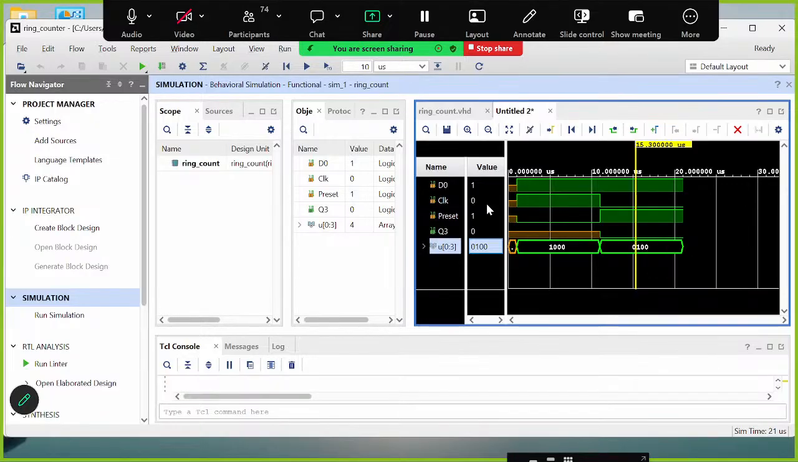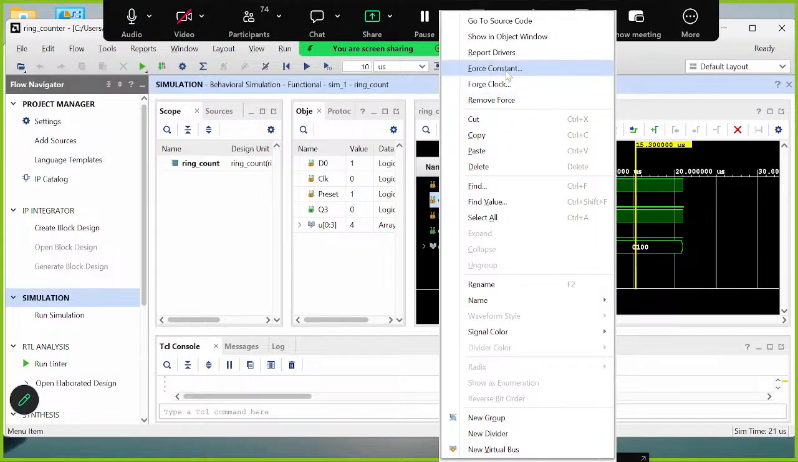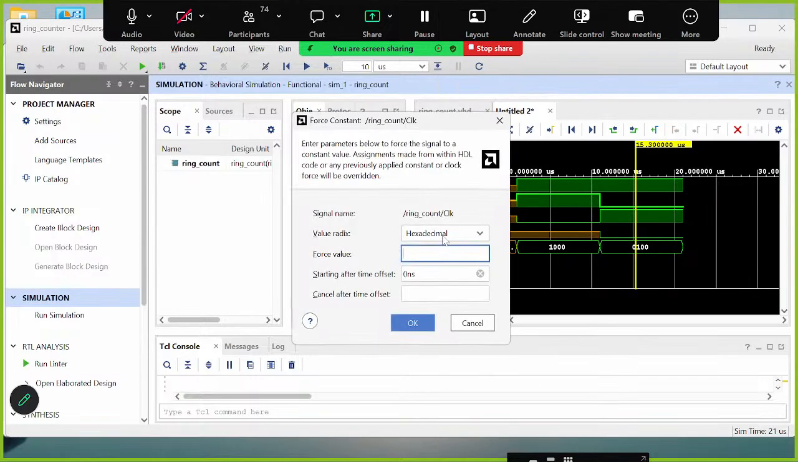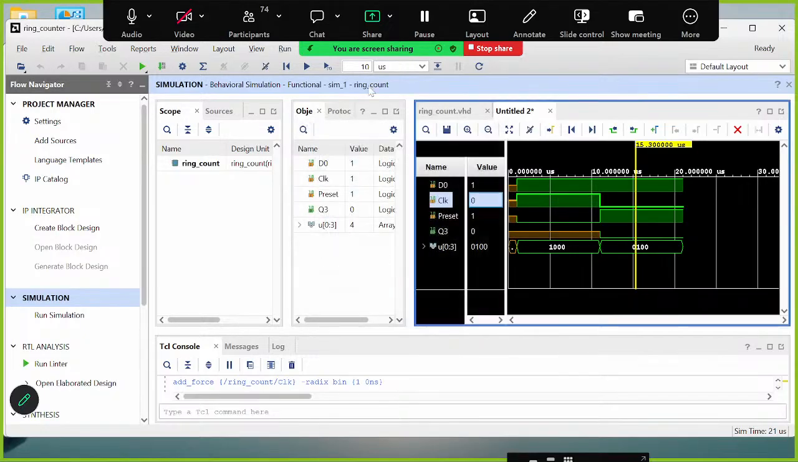Now run this again. Again apply a valid clock. First one, run for a specified period of time. There is no change. Okay, now you can see what is happening over here.